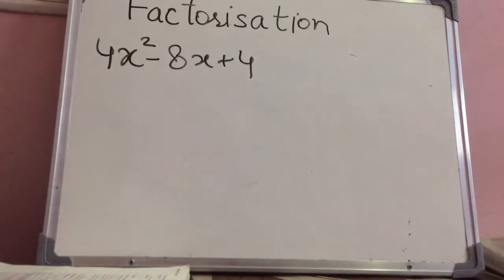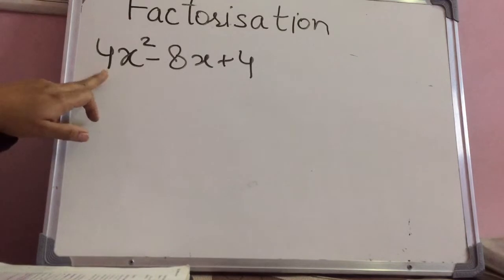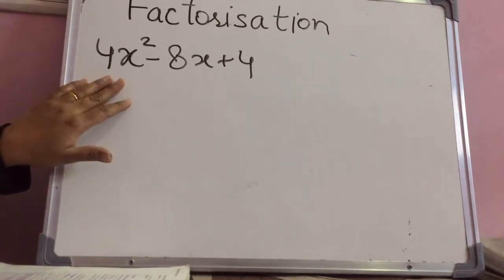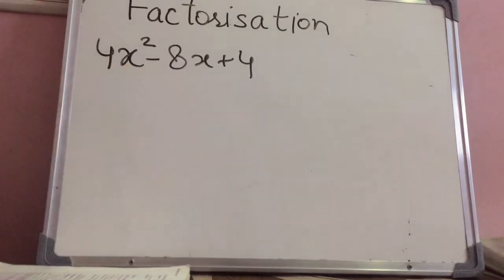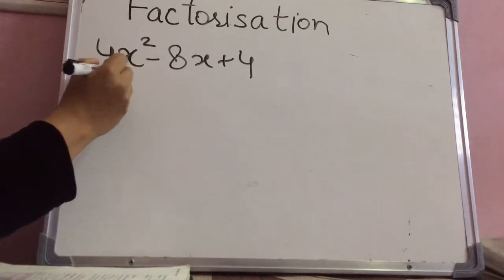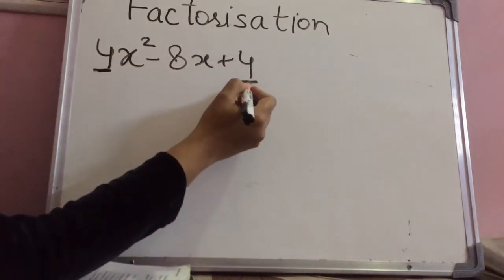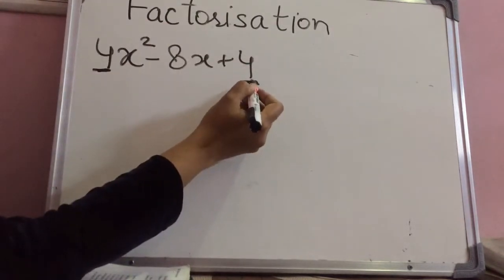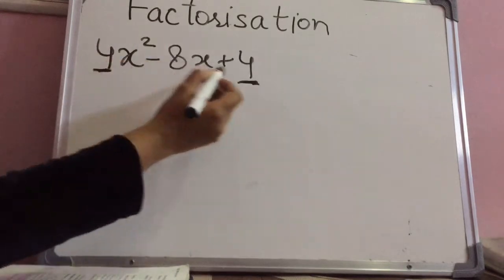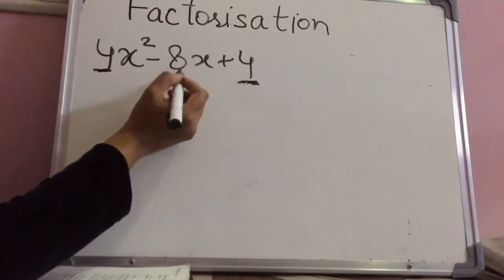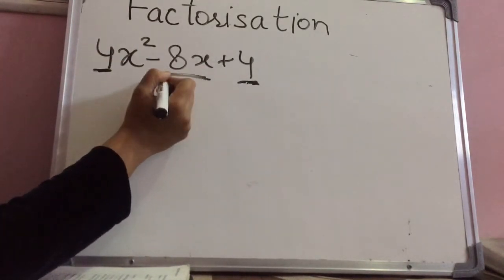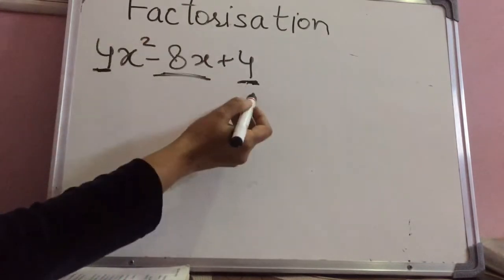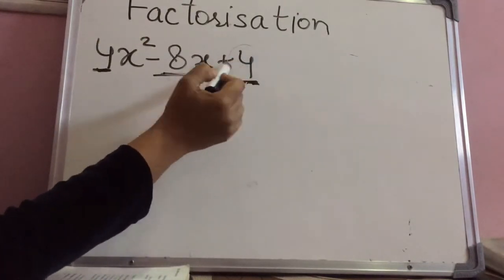This is another type of question. What we see, we have the coefficient of the first term also. For this, we multiply it with the constant term. We get 4 into 4 is 16. So we will find factors of 16 to make this term, right? 16. Earlier we were doing factors of this term only.